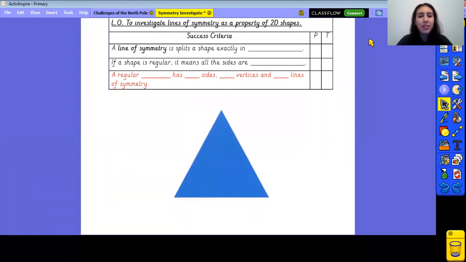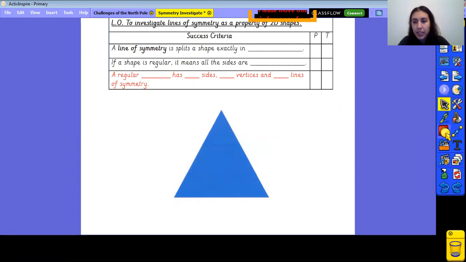So let's recap what we learned about symmetry yesterday. A line of symmetry splits a shape exactly in half. Well done if you said that. And now what we're going to look at is some regular shapes. Now, if a shape is regular, it means all the sides are equal or the same. Well done if you said that. So what we're going to investigate is the number of lines of symmetry within regular shapes. So this is a regular 3-sided shape. What do we call a 3-sided shape? That's right, we call it a triangle.